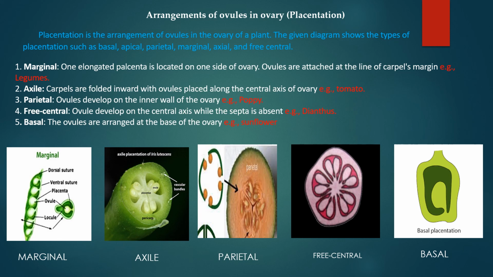The fifth one is basal placentation, where the ovules are arranged at the base of the ovary. At the base of the ovary, okay, basal placentation. Example, in the case of sunflower. So this is the whole morphology of the flower.